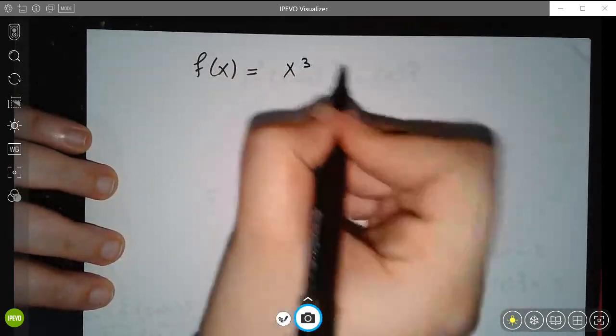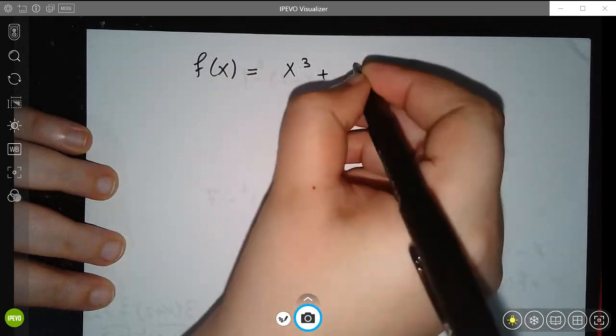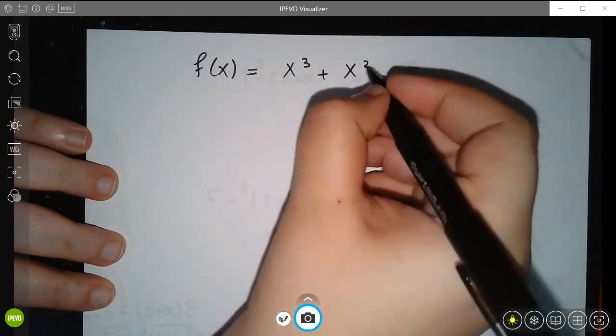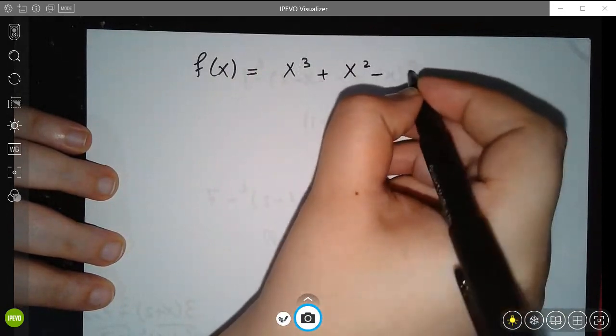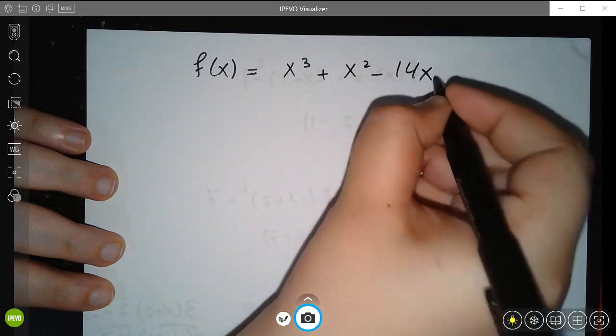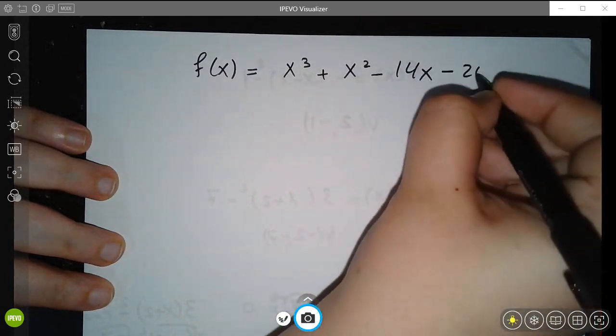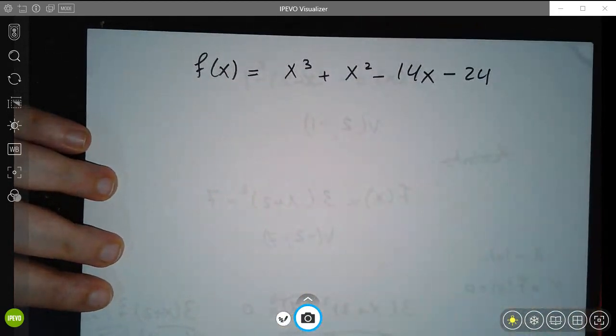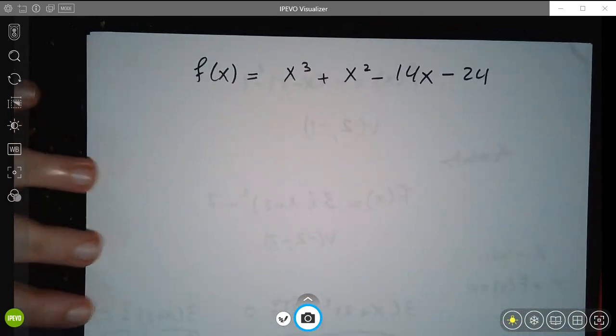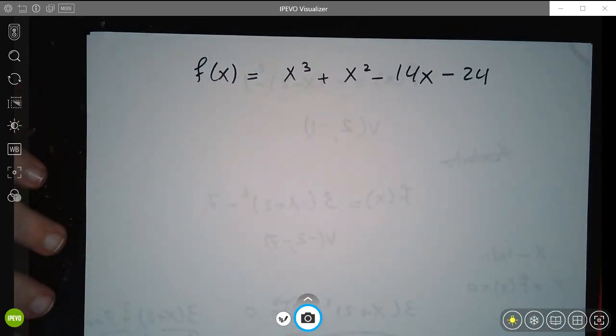Okay, how about this one? X cubed plus x squared, seems kind of simple, actually, minus 14x minus 24. Right, so oops, this is your polynomial. Where is it? Oh no, it's right here.